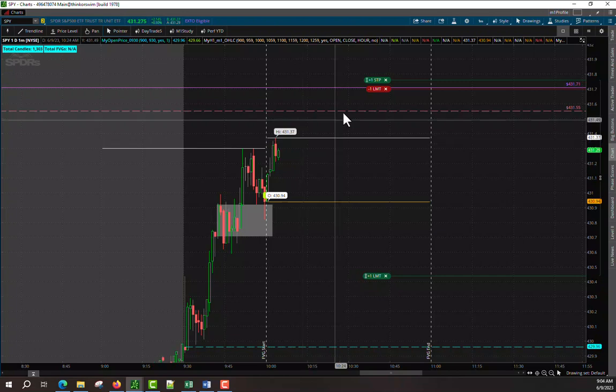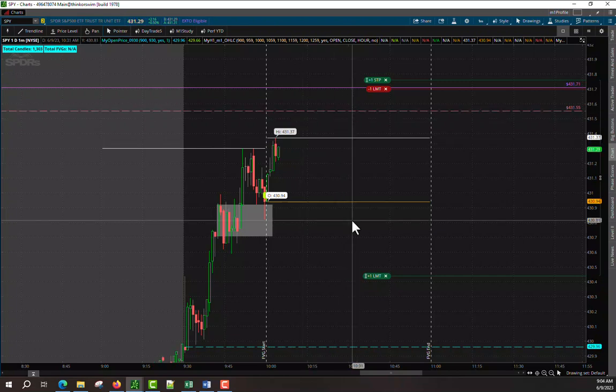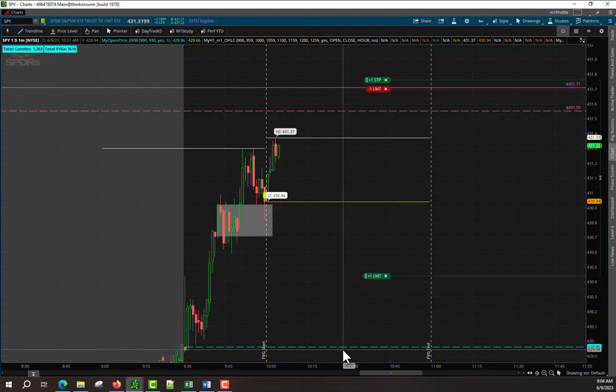If we know it will be the high of the day, we can short them. And if we anticipate it's the low of the day, then we can go long.